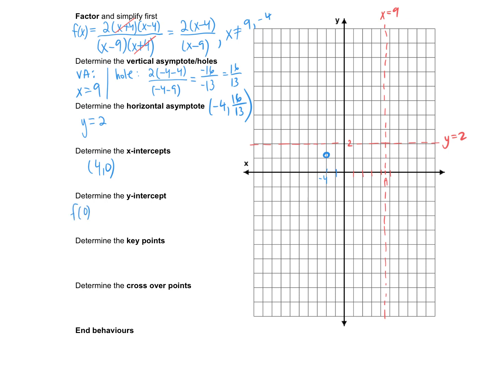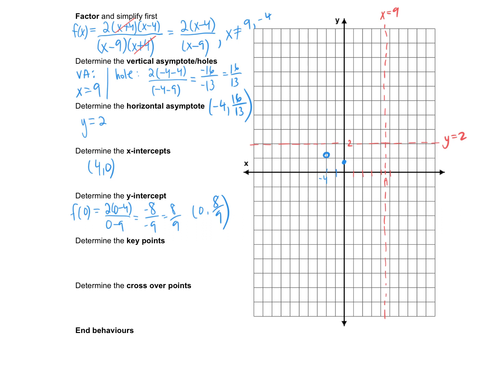For the y-intercept, I'm setting x equal to 0, so I'm going to have 2 times 0 minus 4, and then 0 minus 9 in the denominator. That's going to be negative 8 over negative 9, and those simplify to positive numbers. So I'm going to go ahead and plot that: 0 comma almost 1, but not quite.